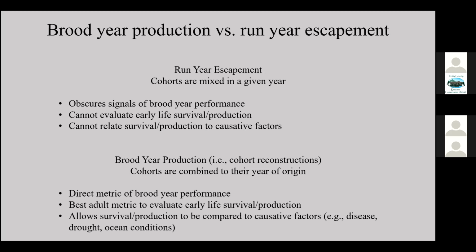It's the best adult metric to evaluate early life survival and production, and it allows survival and production to be compared to causative factors. So for example, possibly disease in the lower Klamath, drought conditions relating to freshwater temperatures and flow, or ocean conditions, and it allows us to start teasing out how much those different factors affect how many adults come back for the juveniles that we're producing.